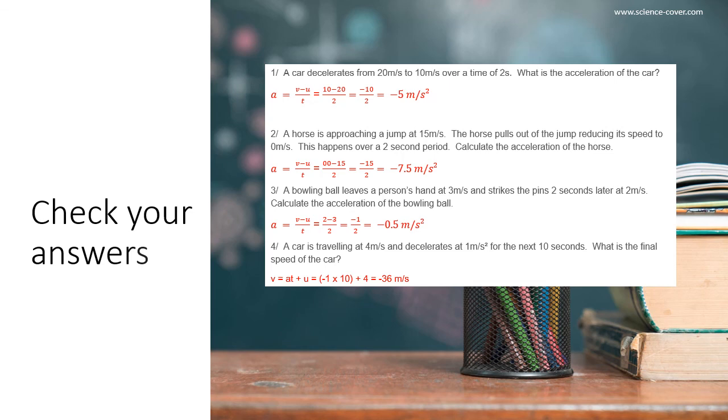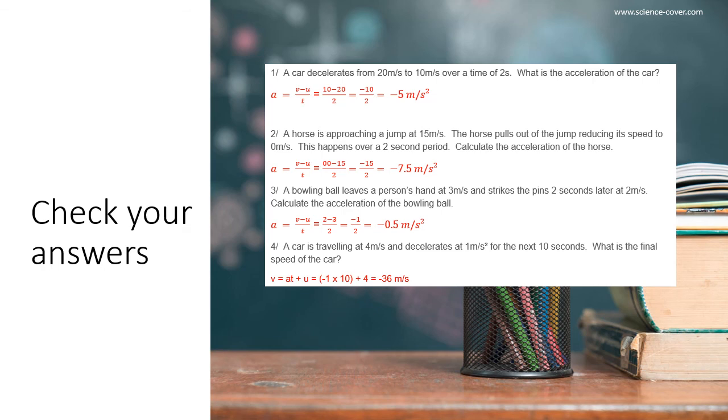Let's check our answers. In number 1, the car decelerates from 20 meters per second to 10 meters per second in 2 seconds. What's the acceleration of the car? It's 10 minus 20 divided by 2, which is minus 10 divided by 2, giving us minus 5 meters per second squared.